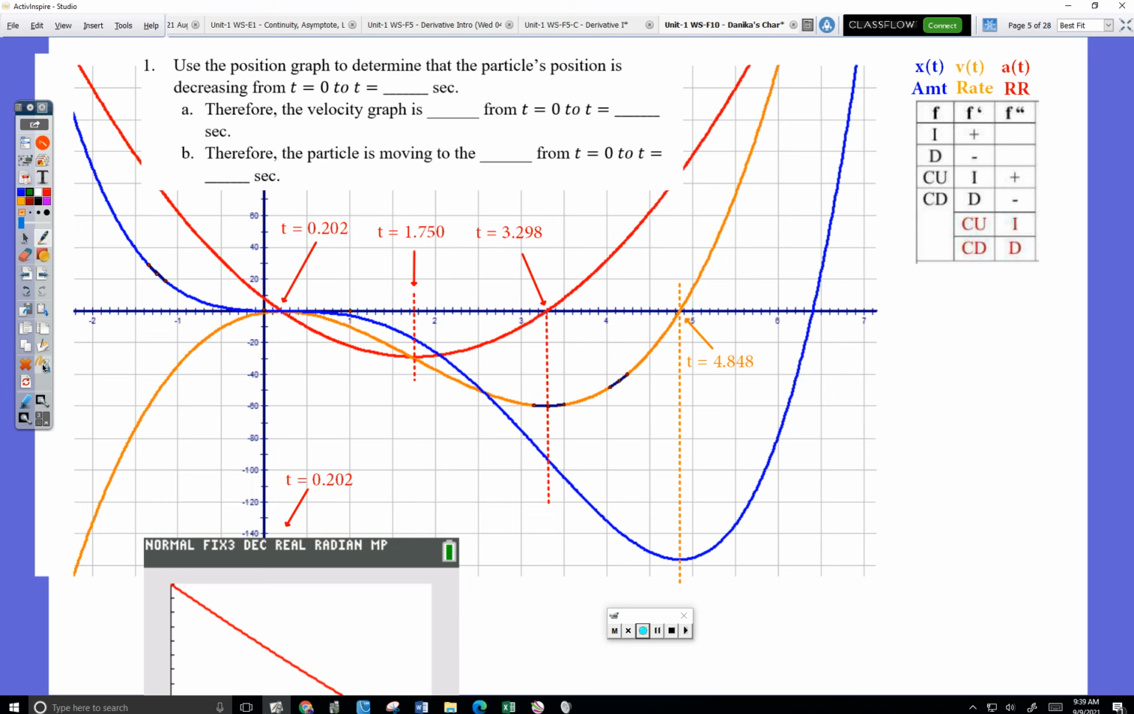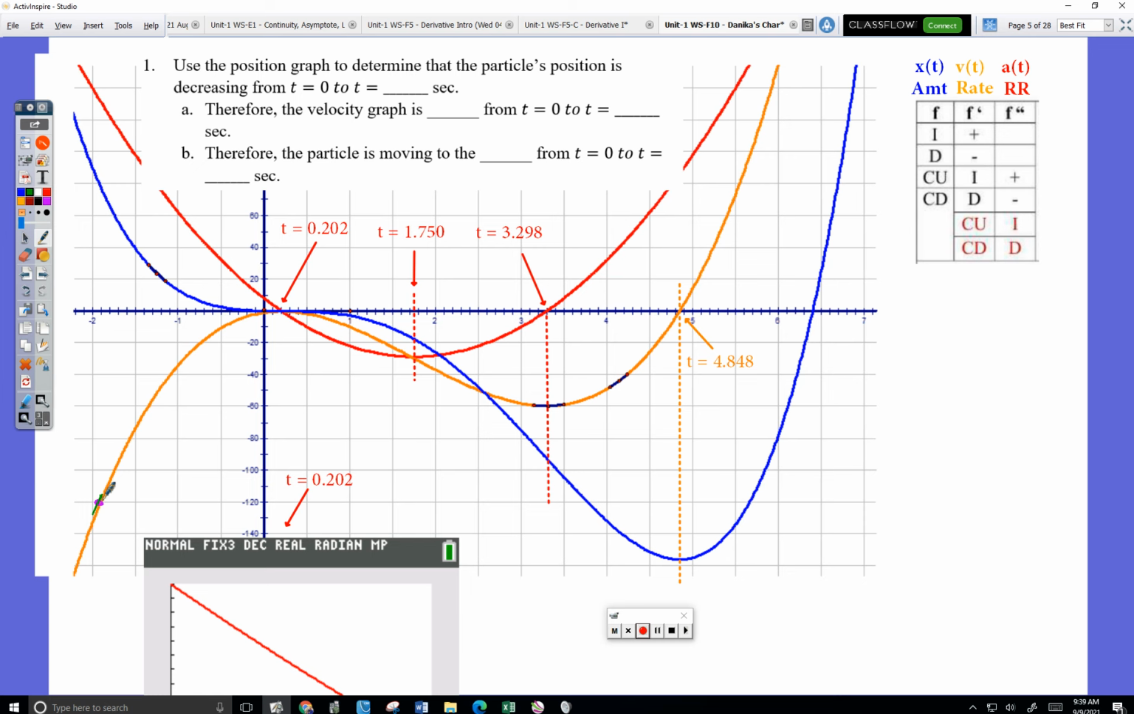Also pay attention to this idea. Right here, just say it out loud as a class. Is that y-coordinate positive or negative? Say it. Negative. But the slope right there, the tangent slope at that point, is that tangent slope positive or negative? Say it. Positive. So you've got to be paying attention to the details.